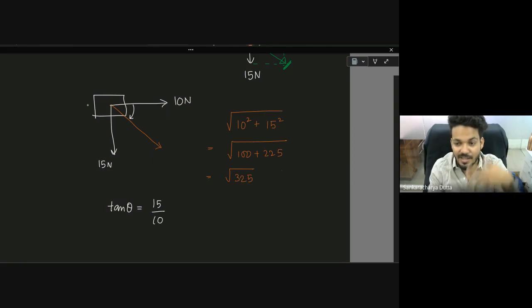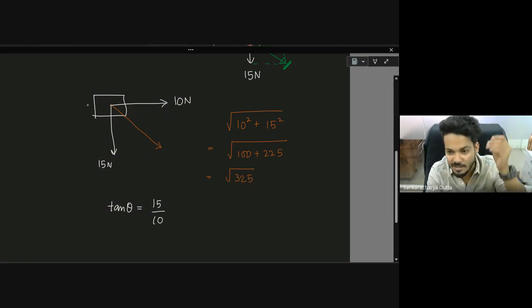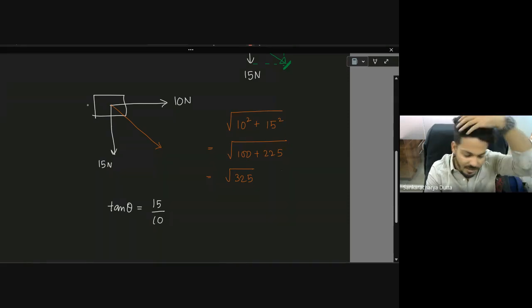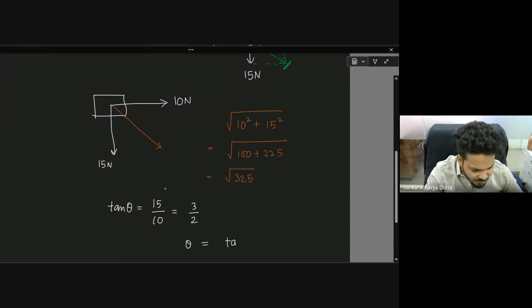What does the negative sign imply? It means that usually angles are measured in the positive x direction, like in the anti-clockwise direction. The angle that you found is going to be calculated in the negative, in the clockwise sense. So this is going to be 5 times 3 and 5 times 2, 3 by 2. Now from here, theta comes out to be tan inverse of 3 by 2.